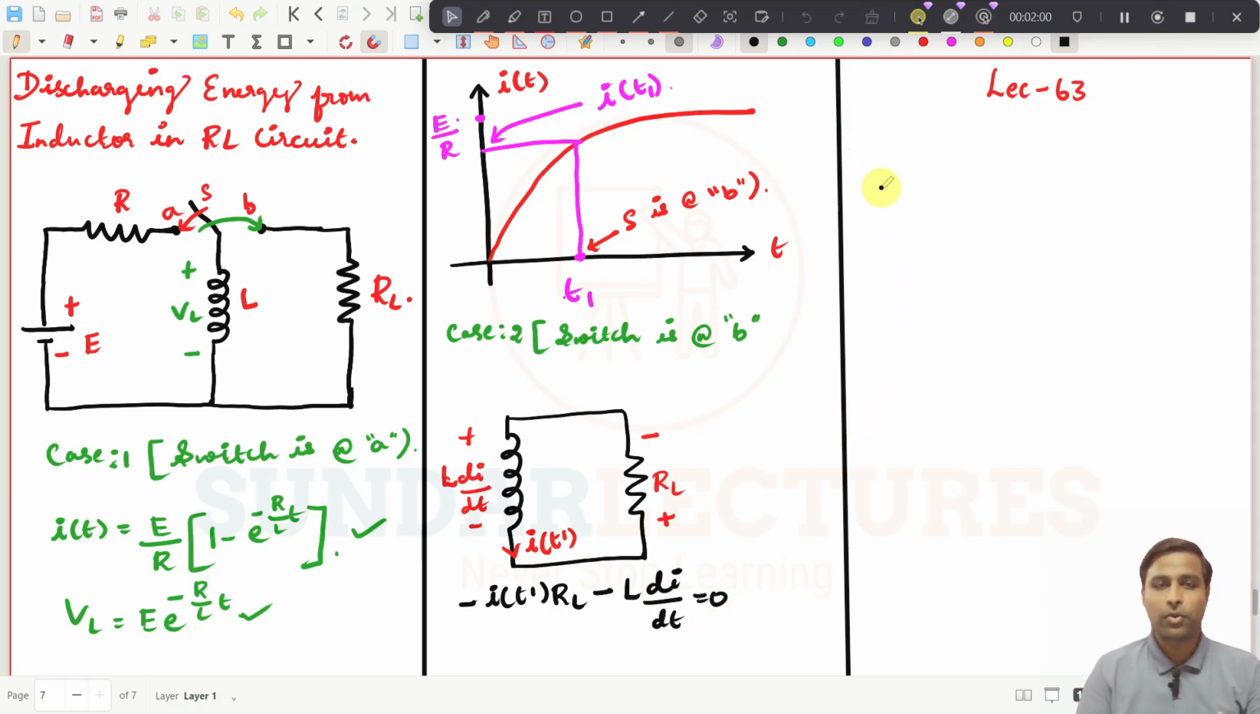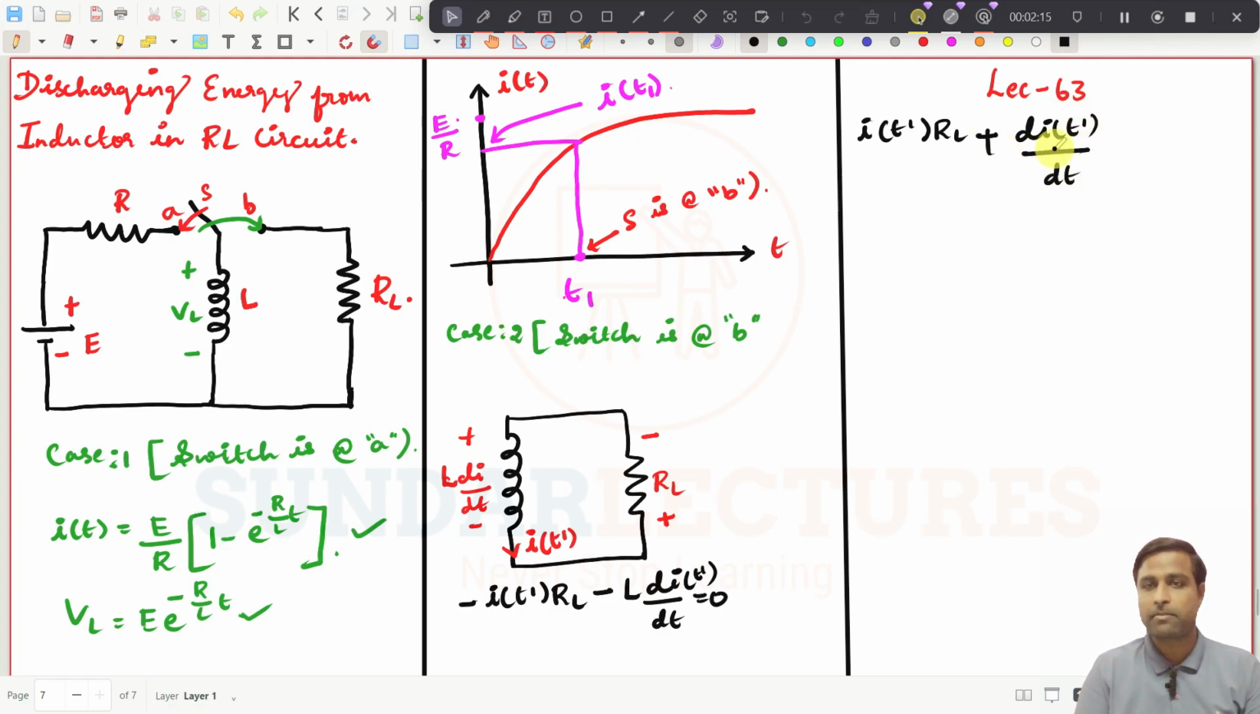So now we can write this expression as i(t') into RL plus L di(t')/dt, that should be equal to 0. I am just changing the signs, right? Now we can integrate on both sides, but before that we try to divide by L on both sides.